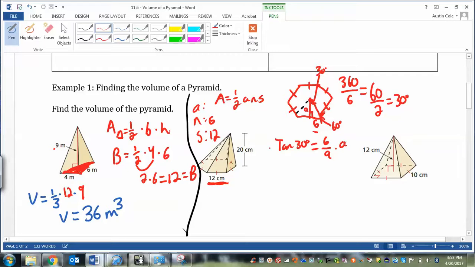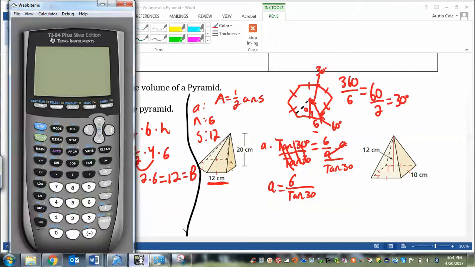We need to times by the apothem on each side and divide by the tangent of 30 on each side, because we want A by itself. The A's will cancel, the tangents of 30 will cancel over here. We're going to have apothem equals 6 divided by tan 30.